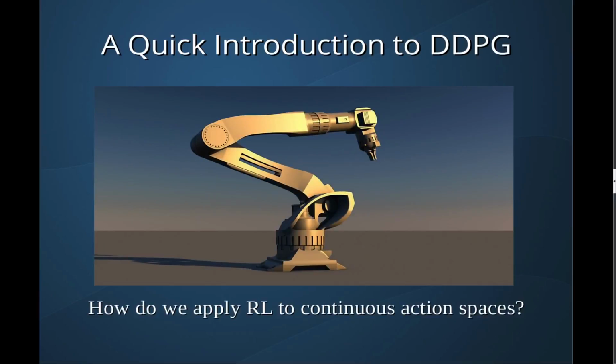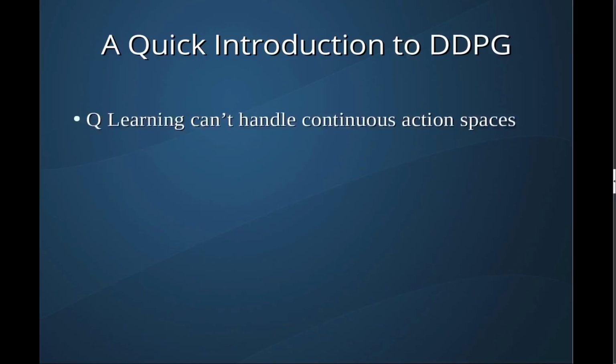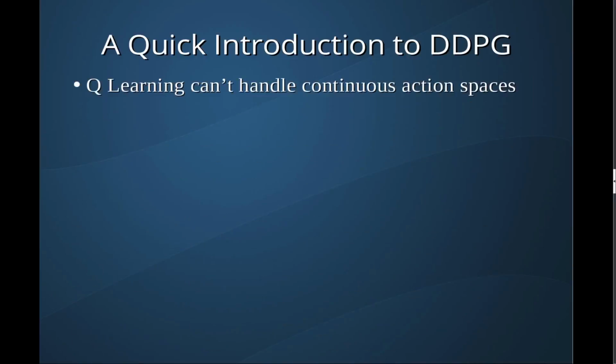Well, DDPG exists to answer the question of how do we apply reinforcement learning to continuous action spaces. This is particularly important in something like, say, robotics, where we are applying continuous voltages to electronic motors that cause the robot to move in three-dimensional space. Now, you may think, well, why can't we just use something awesome like deep Q-learning? And that's not such a terrible idea. However, the problem is it doesn't work.